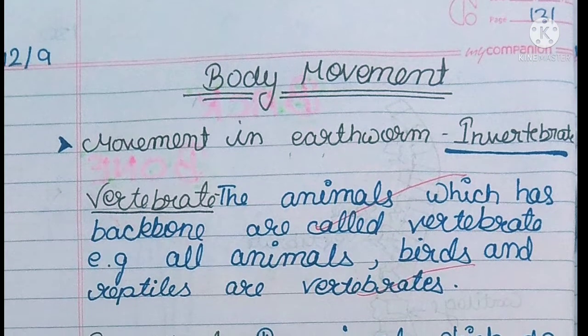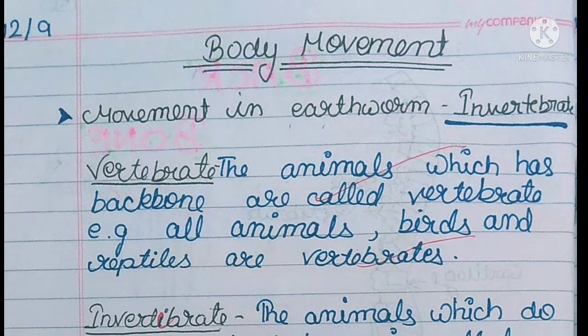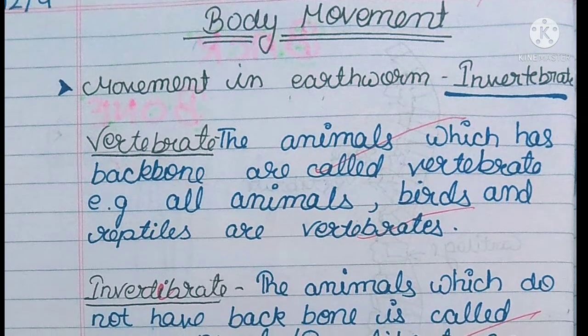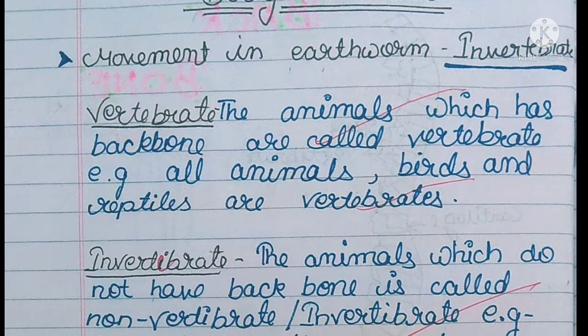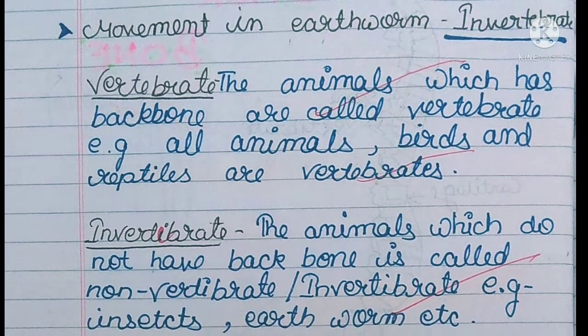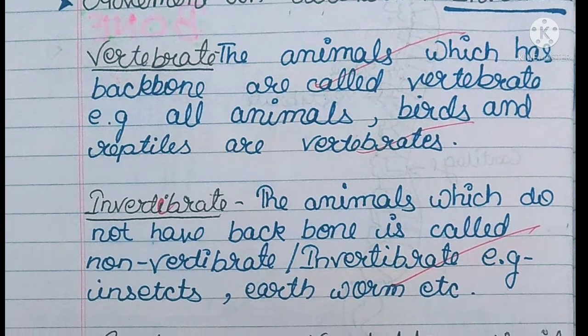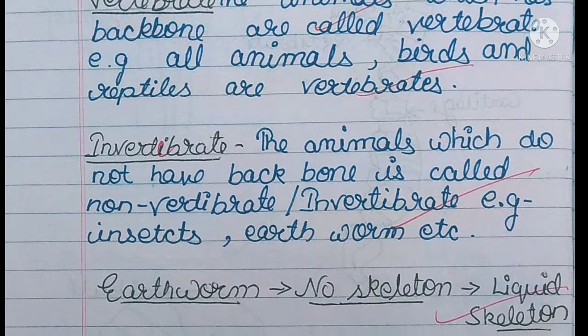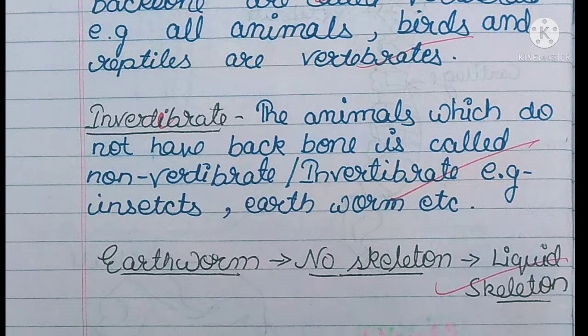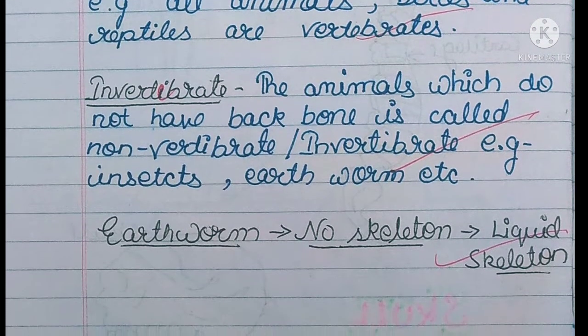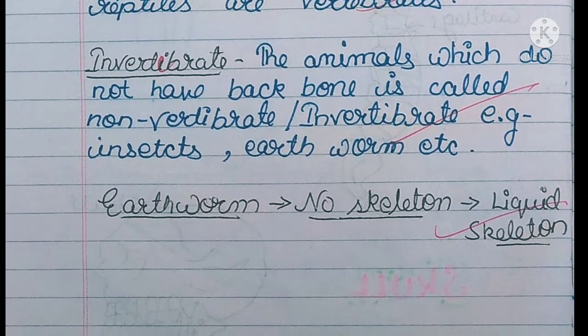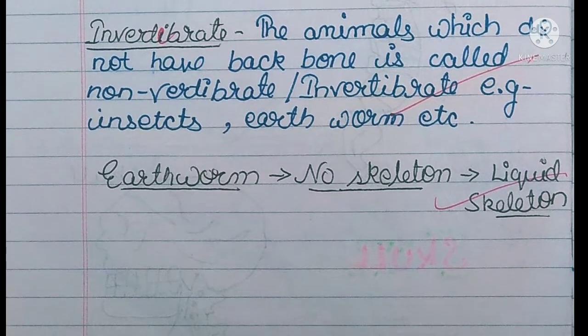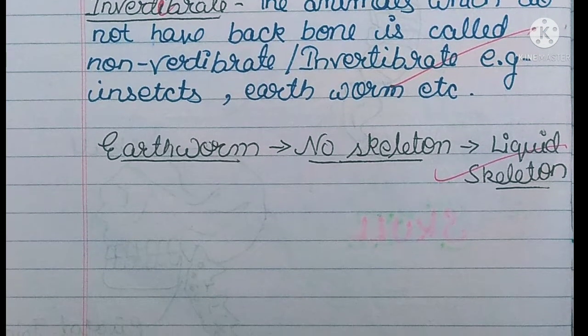Body movement. Movement in earthworm. Vertebrate: the animals which have a backbone are called vertebrates. Example: all animals, birds and reptiles are vertebrates. Invertebrate: the animals which do not have a backbone are called non-vertebrate or invertebrate. Example: insects, earthworms, etc.